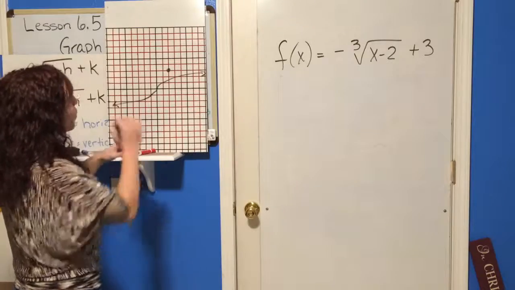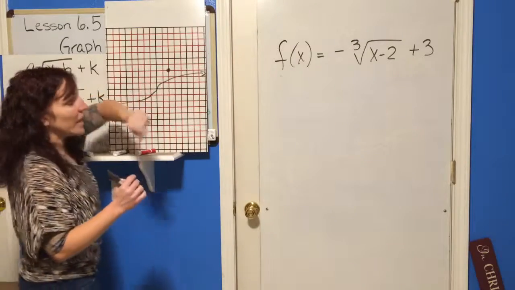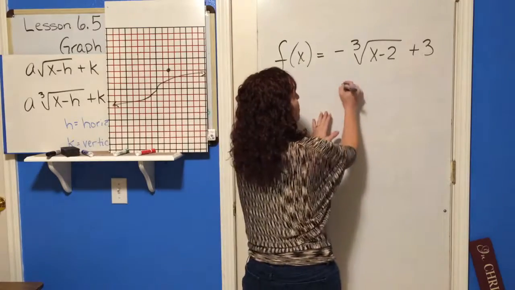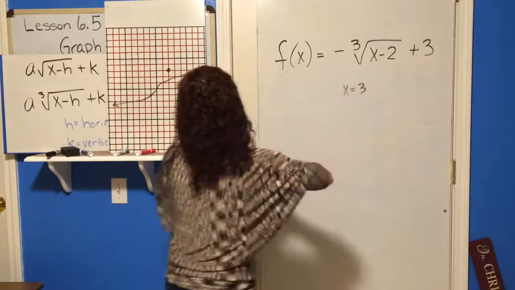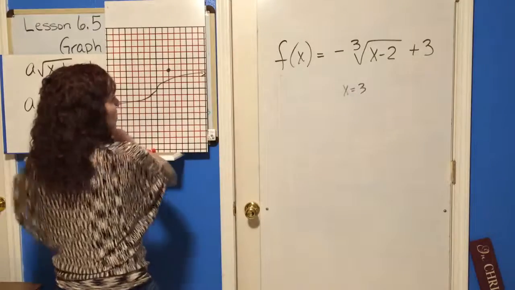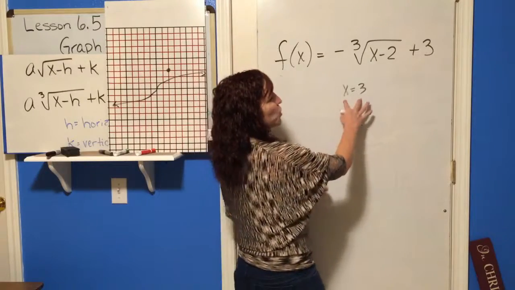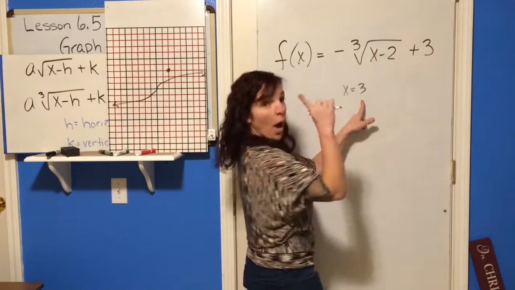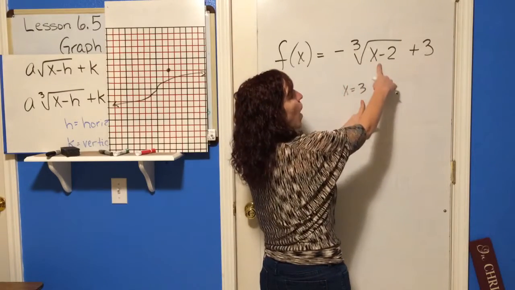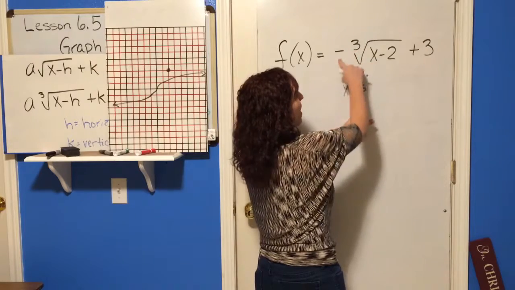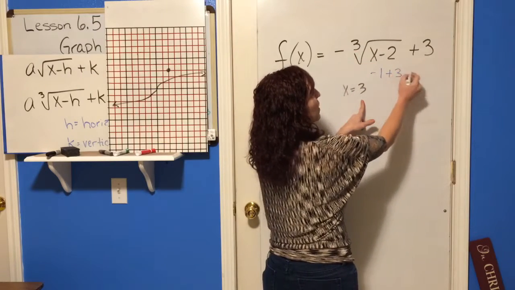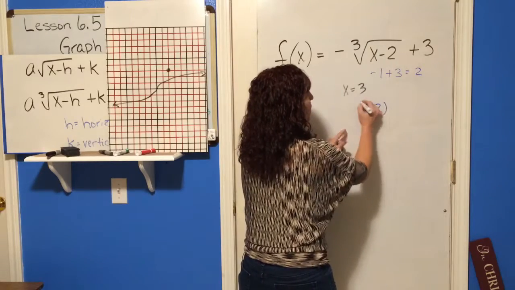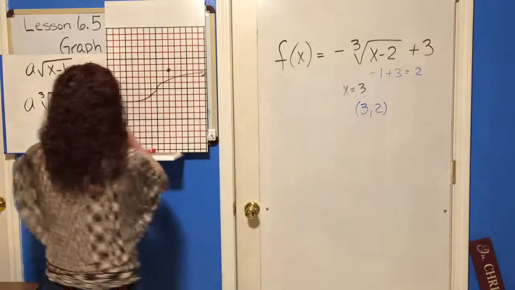So what you're going to do is you can put in a value. Let's put in, what did I choose? I chose x equals 3. Let's do it with a different marker so you can see it. All right, let's choose x equals 3. And the reason I've chosen that is because 3 minus 2 is 1, and the cube root of 1 is 1. So I have -1 plus 3, which is 2. So we have the point 3, 2 is on our graph.